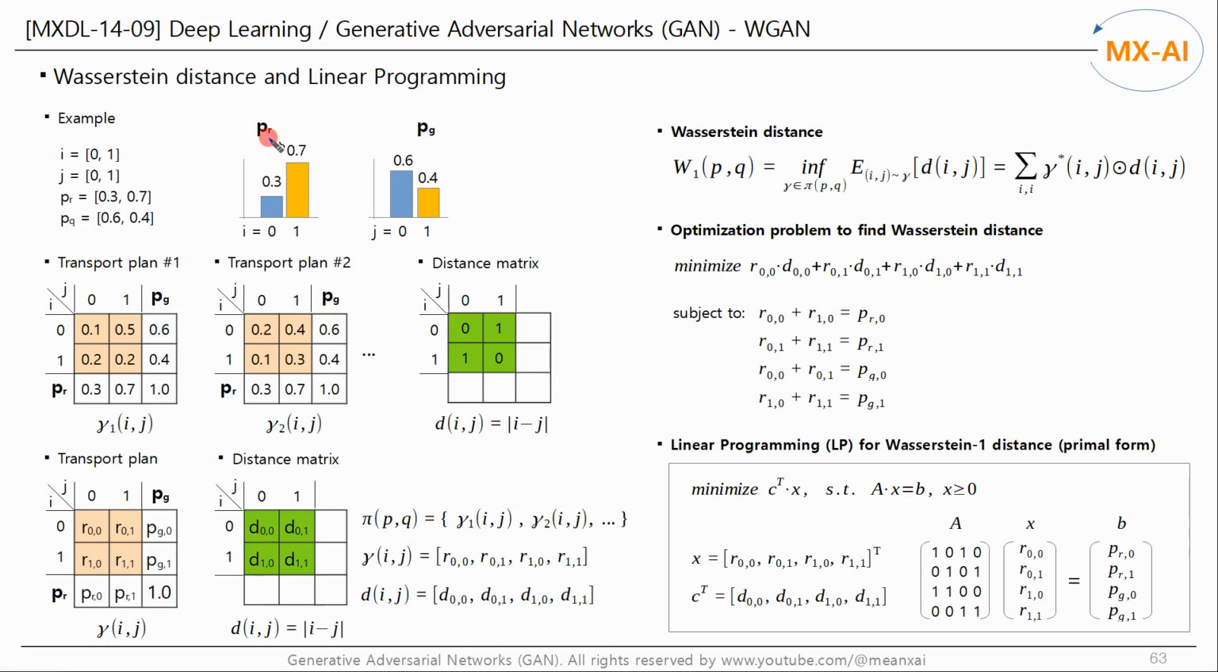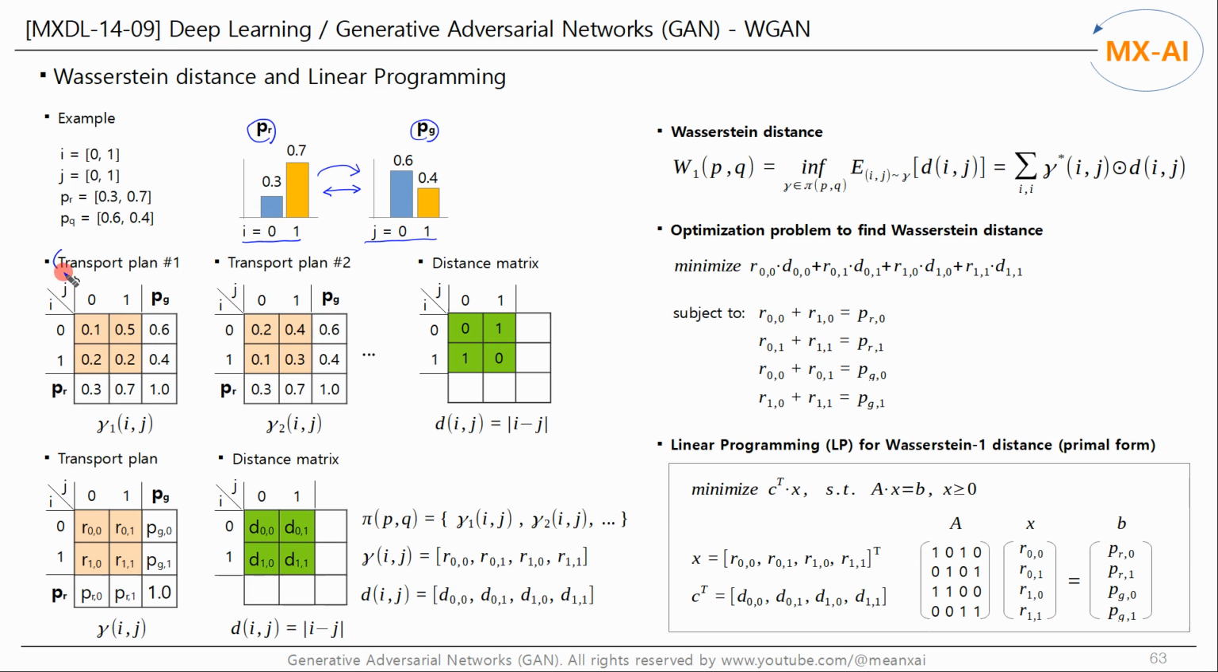We have two discrete distributions PR and PG as follows. I and J are bins of PR and PG respectively. Both PR and PG have only two bins. We want to measure the Wasserstein distance between the two distributions. As we did in the last video, let's make several plans to move the pile of dirt in PR to the holes in PG. And let's take a look at how to find the best plan among them.